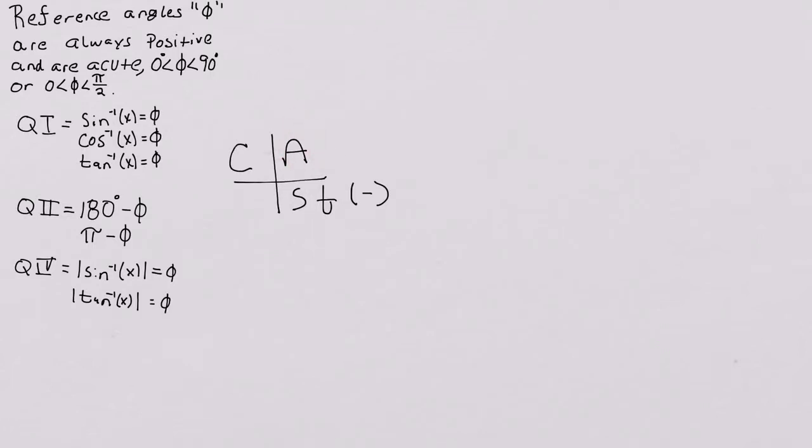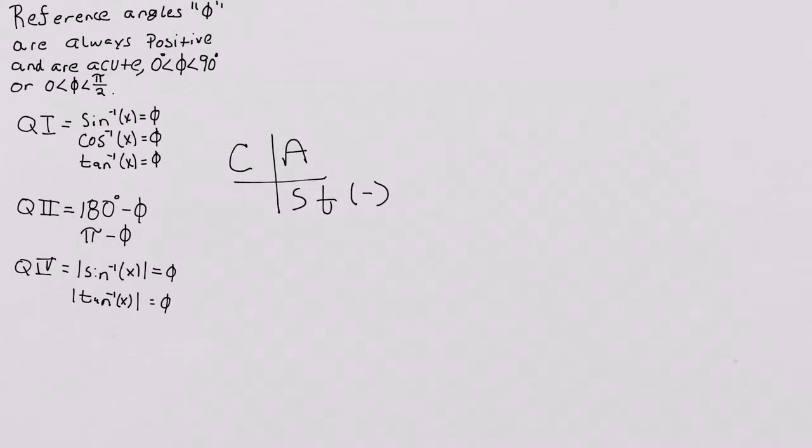Quadrant 1 conveniently is going to be a nice positive angle, and it's going to be an acute angle because quadrant 1 is between 0 and 90 degrees. So really, we don't have to worry about it. Anything in quadrant 1, whatever angle you get, if you're doing arc sine, arc cosine, or arc tangent, that is going to be your reference angle. Quadrant 2 is going to be a little different.